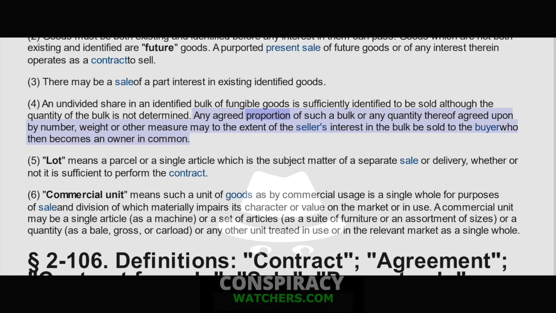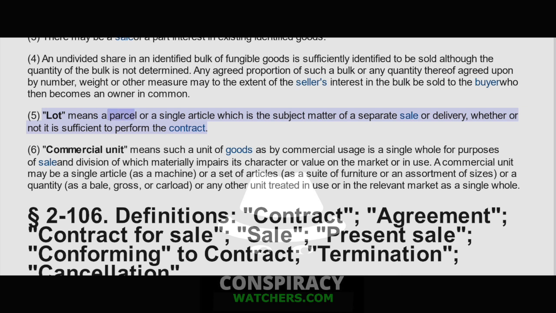Any agreed proportion of such a bulk, or any quantity thereof agreed upon by number, weight or other measure, may to the extent of the seller's interest in the bulk be sold to the buyer, who then becomes an owner in common. Lot means a parcel or a single article which is the subject matter of a separate sale or delivery, whether or not it is sufficient to perform the contract.